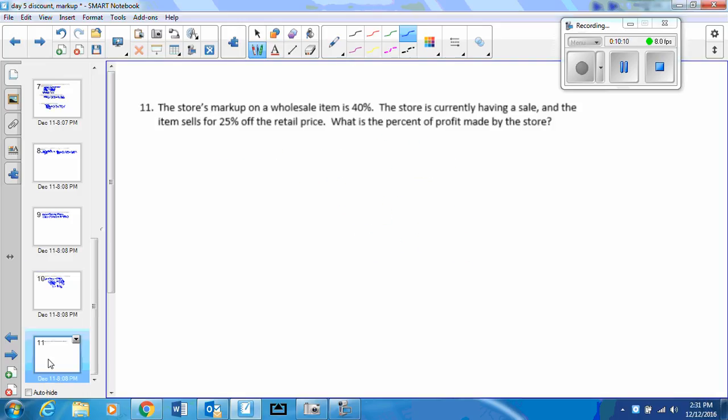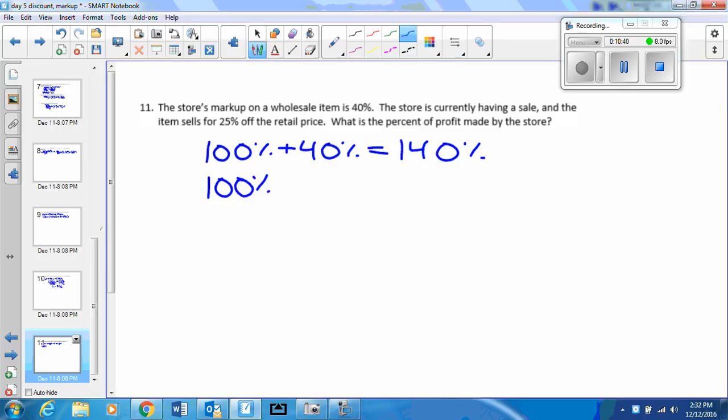And our last example, the store's markup on a wholesale item is 40%. The store is currently having a sale and an item sells for 25% off the retail price. What is the percent of profit made by the store? So markup of 40%. I would add 40% to 100%. So it's 140% is what they originally charged. 25% off the retail price. I would subtract 100% minus 25% would be 75% of the retail price.